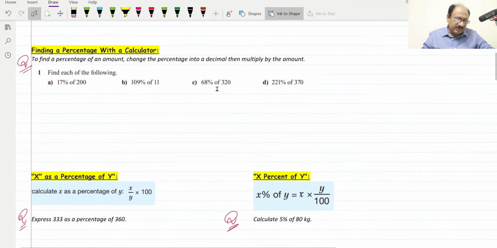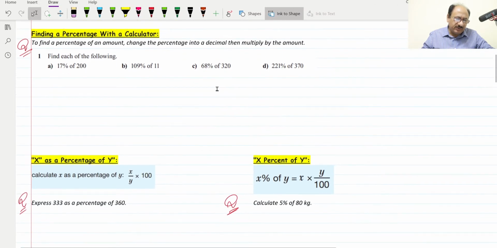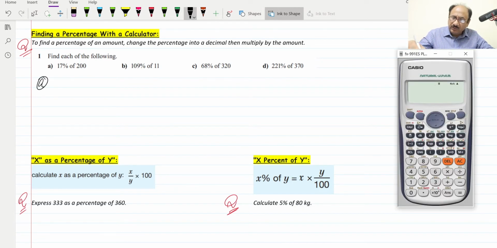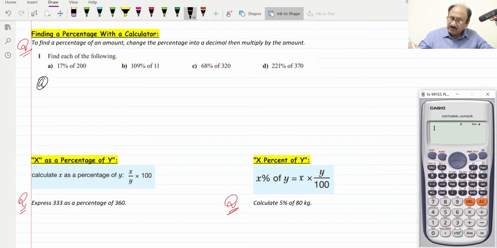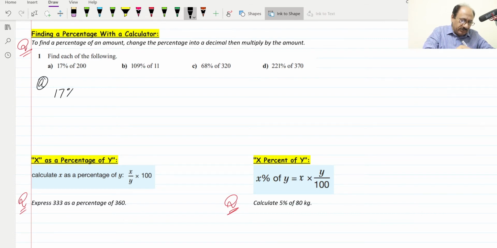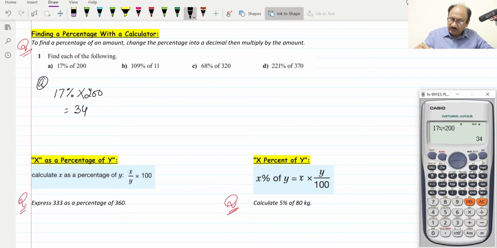Now finding a percentage with a calculator. It's simple. For part A, 17% of 200, we will open the calculator and write 17, percent sign, multiplication, 200, and this will be equal to 34. So 17% of 200 will be equal to 34. This is how we have done it over here.